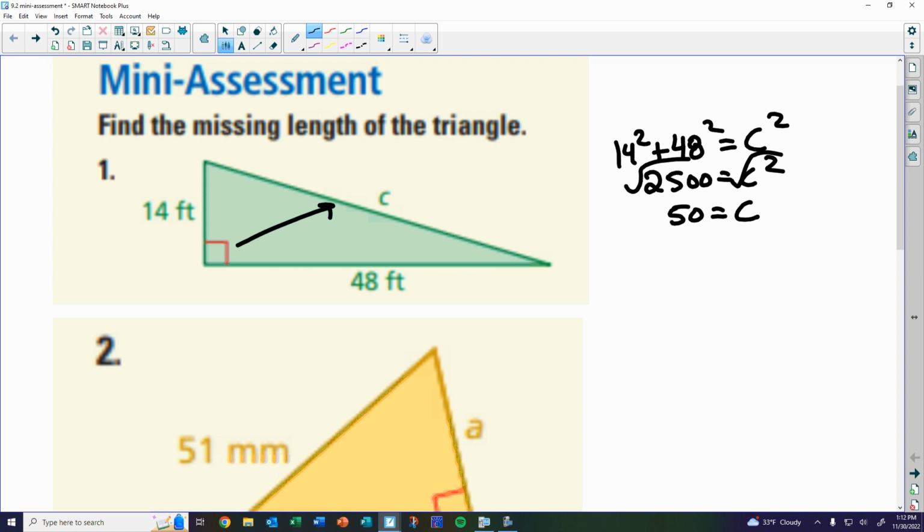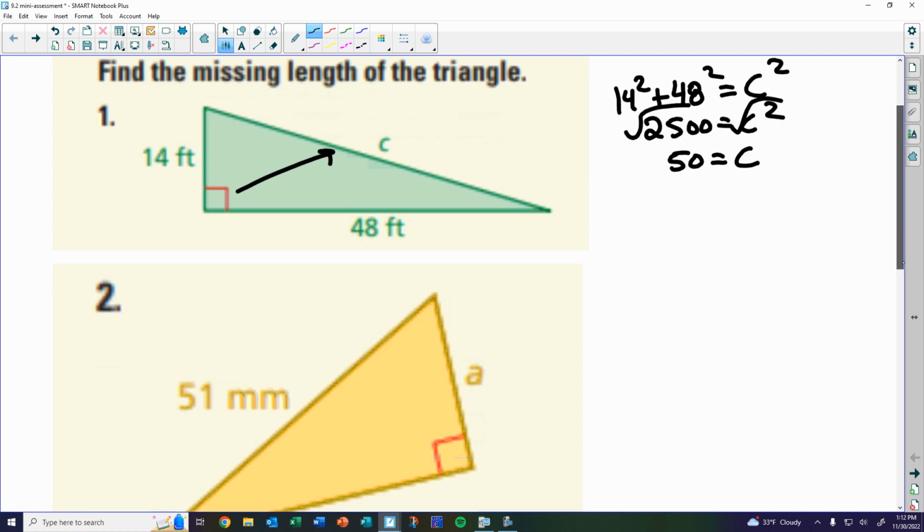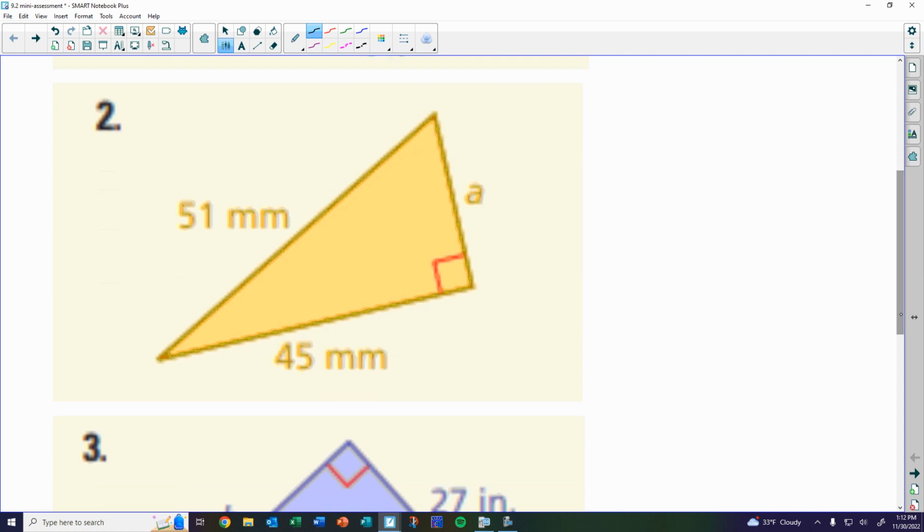All right. So 50 was the first one. Now, in the second one, we have to find a leg because this is the hypotenuse, and that's 51.